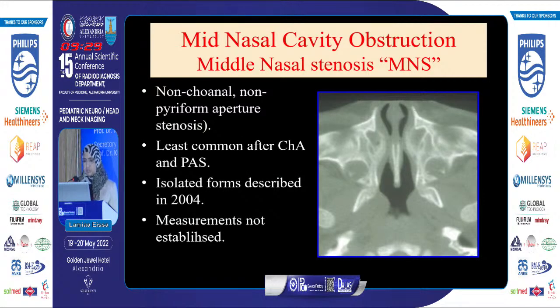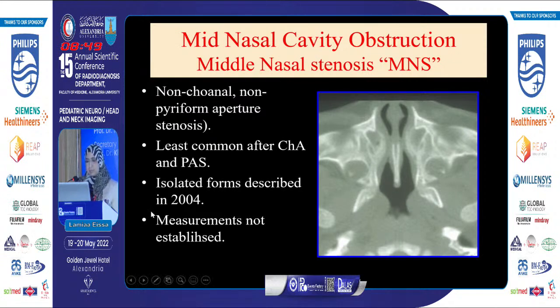The third cause, following the most common choanal atresia and the second commonest, pyriform aperture stenosis, is mid-nasal cavity obstruction. When we say mid-cavity nasal obstruction, it means the isolated or congenital forms which are not related to a secondary obstructive cause. The cavity itself has a narrowing configuration which is intrinsic, not extrinsic or secondary to an obstructing cause. This is called non-choanal, non-pyriform aperture stenosis, the least common after choanal and pyriform, but still the third most common because it is more common than the other narrowing bony configurations.